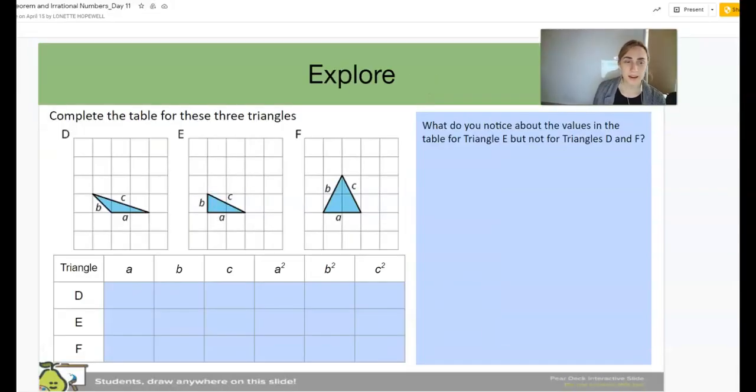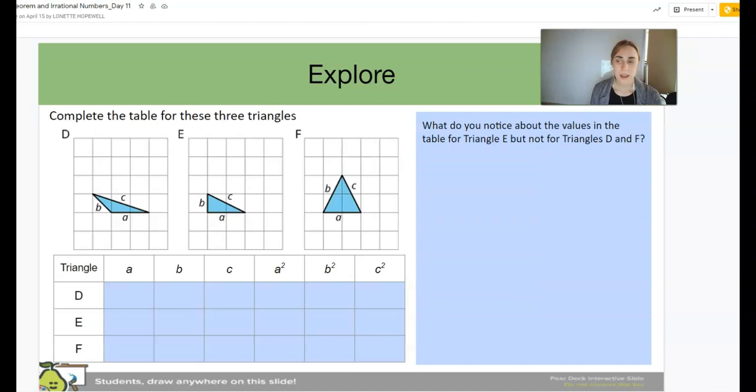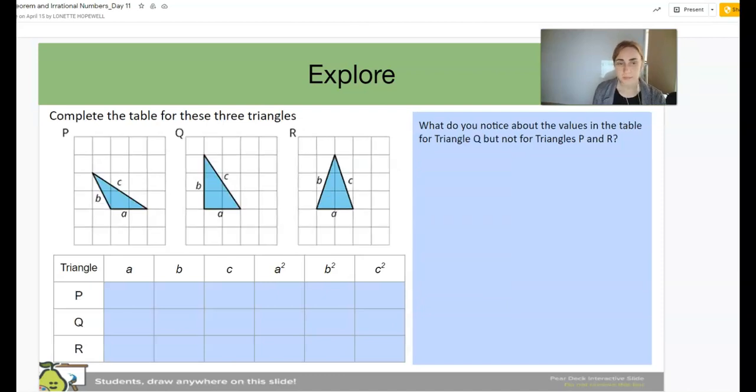So now we're back on slide D, and you're finishing up describing what you notice about the values in the table once you fill it out for triangle E, but not for triangles D and F. You can pause and enter your numbers and record your thinking here. And when you're ready, we'll move on to slide E.